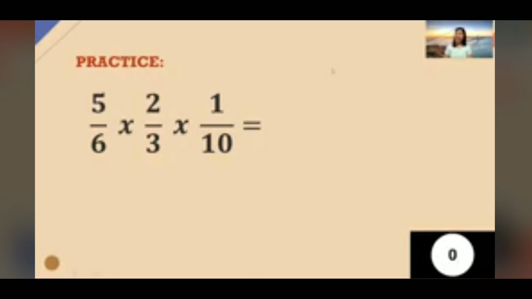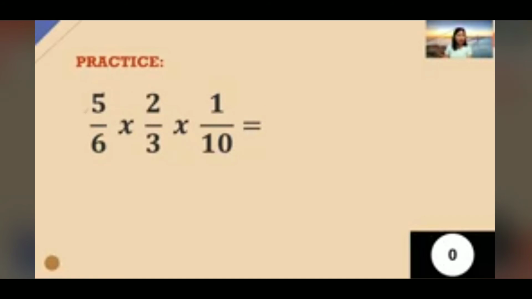Time's up, and your answer is? Alright, let us check. So here, let us use the option A, wherein we are just gonna look for the common factor.